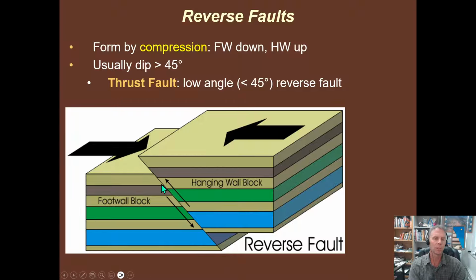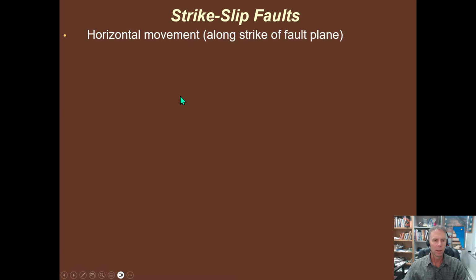You might also hear sometimes about thrust faults. Thrust faults are also reverse faults. They're just typically low angle reverse faults, but in terms of the mechanics and the dynamics, those are completely synonymous terms. Okay, so those are the dip-slip faults.